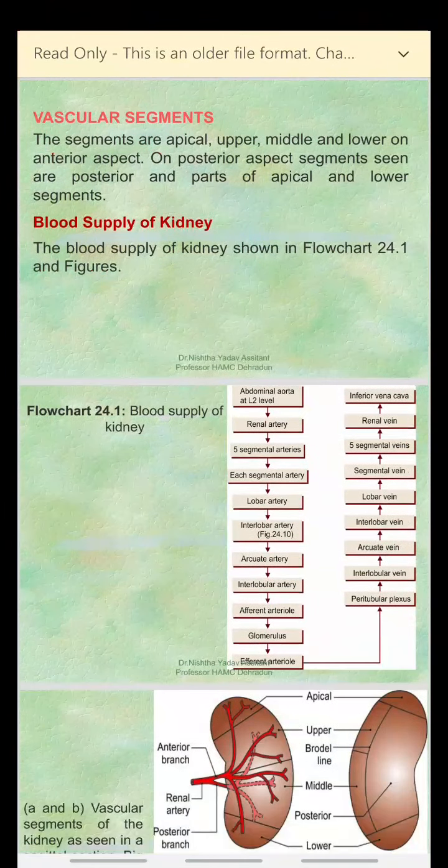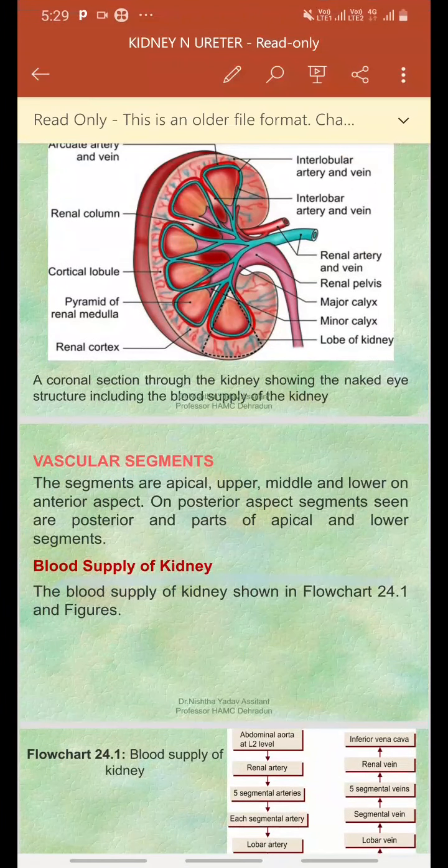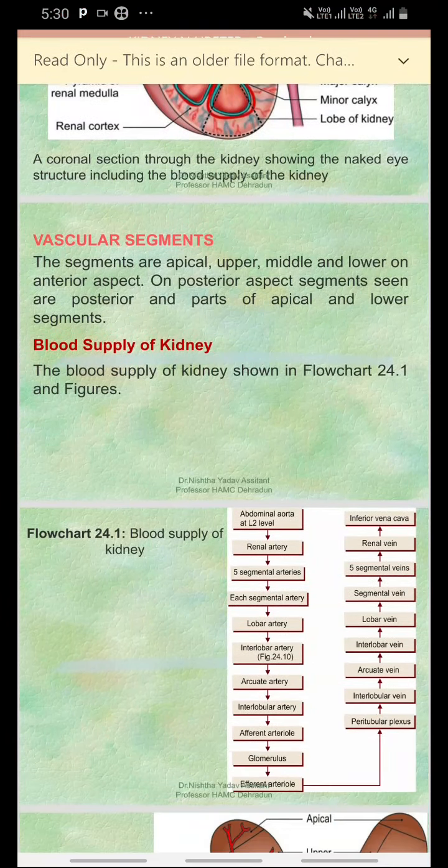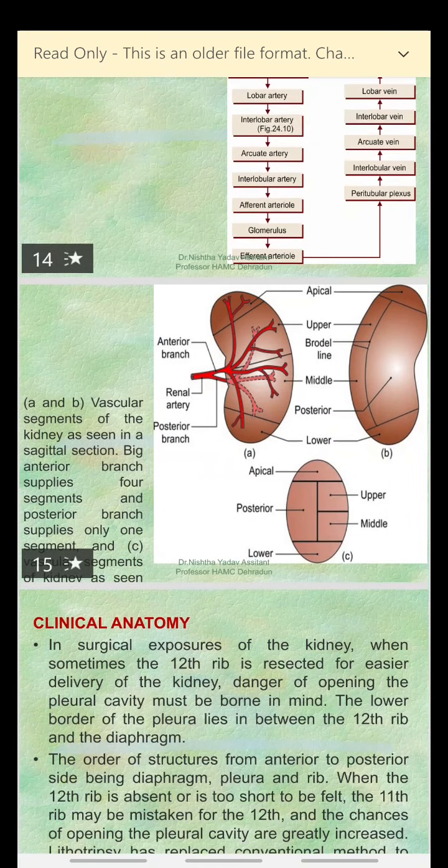If you see the venous supply, all the veins take the deoxygenated blood outside the kidney. So all these veins unite together to form the renal vein, and this renal vein deposits all the deoxygenated blood into the inferior vena cava. So this is the basic concept of the kidney.